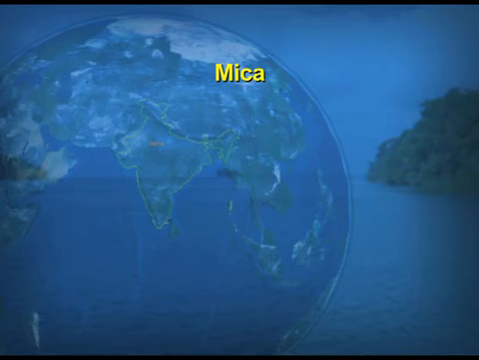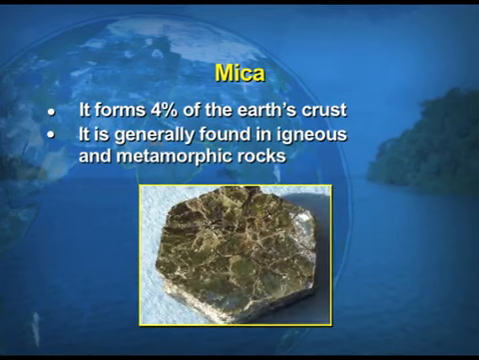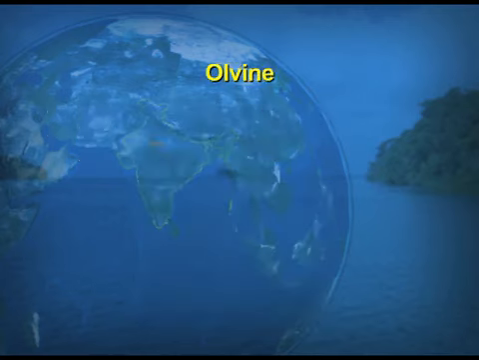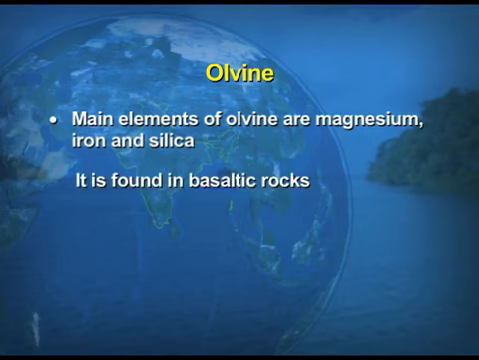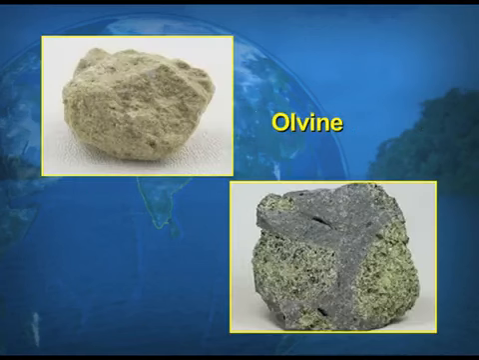Mica is a very common mineral, and it forms 4% of the Earth's crust, and it is generally found in igneous and metamorphic rock. And here you can view mica. Olivine, this consists of magnesium, iron and silica, and this is basically found in basaltic rock, and basalt is a form of igneous rock. And here are the pictures you can view on your screen of how the olivine looks.